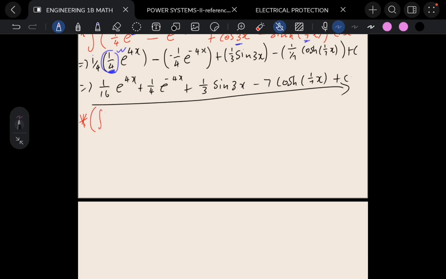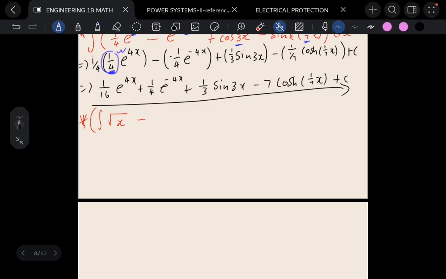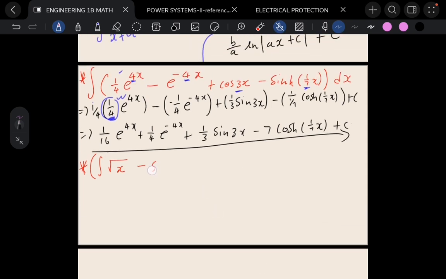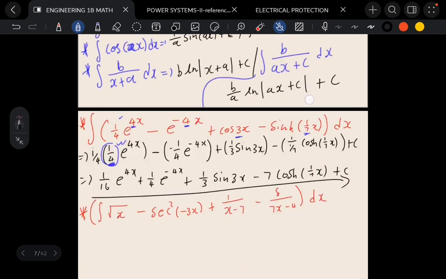An integral of the square root of x minus, I'm also going to go to the square root, minus sec squared of negative 3x, plus 1 over x minus 7, minus 8 over 7x minus 4, dx. Let us use the formulas.